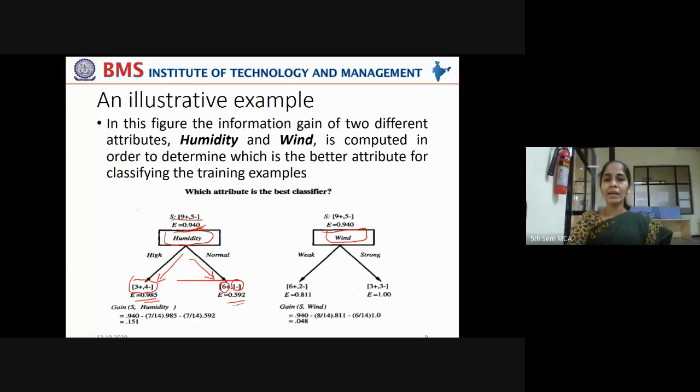How do you calculate that? Minus 6 by 7 log 6 by 7 minus 1 by 7 log 1 by 7. That will give you the entropy 0.592. Got it? Now, how to calculate the information gain for humidity? Gain S comma humidity means information gained by the decision tree from this set of training examples S with respect to humidity. This is how you need to understand.